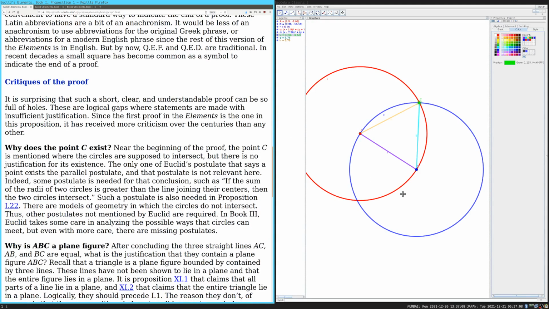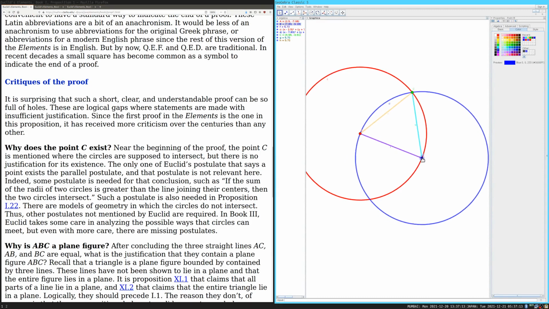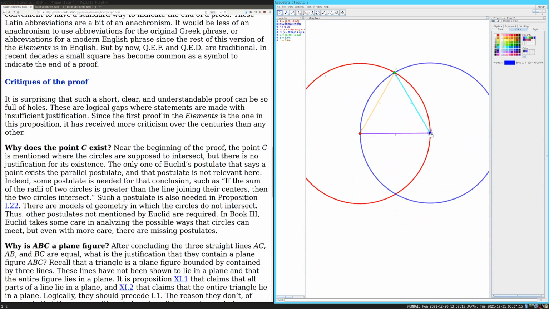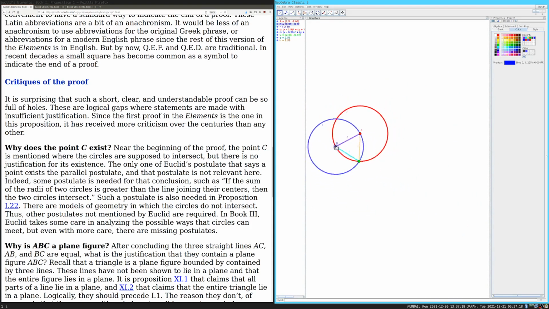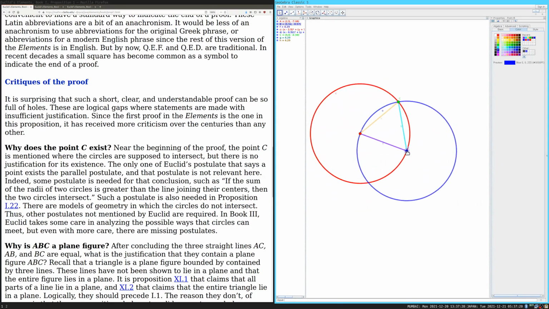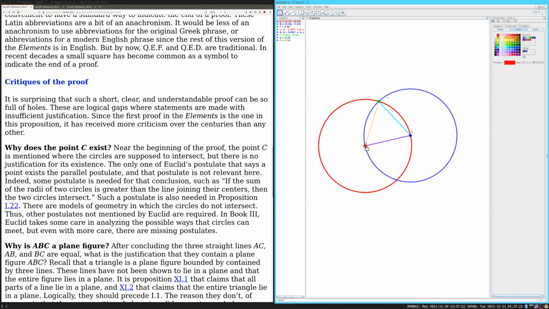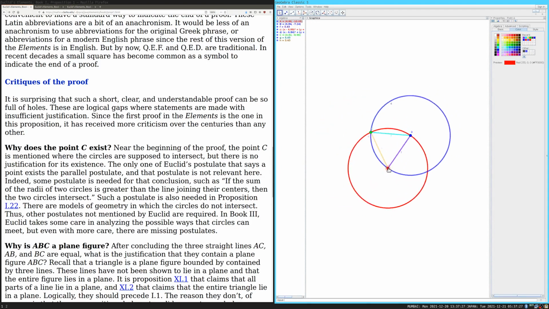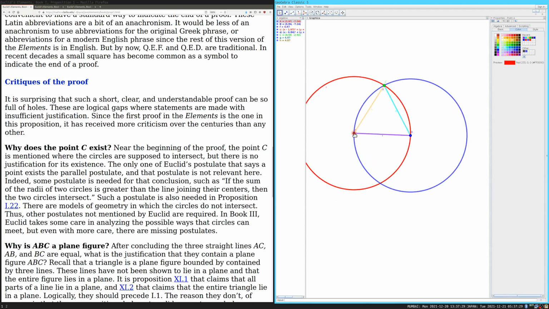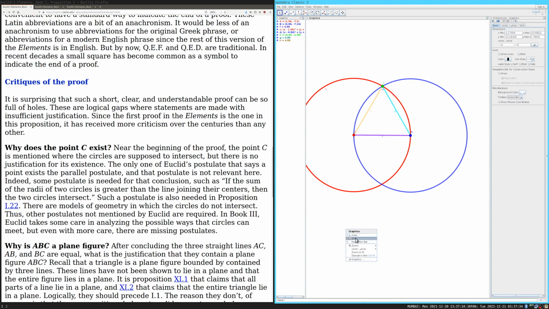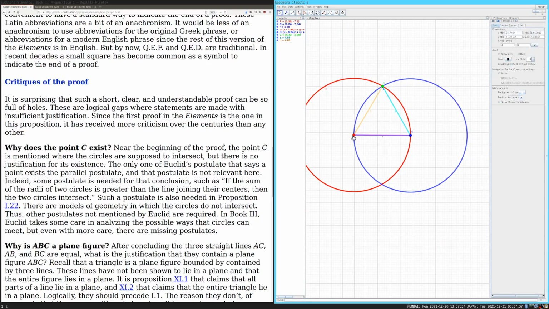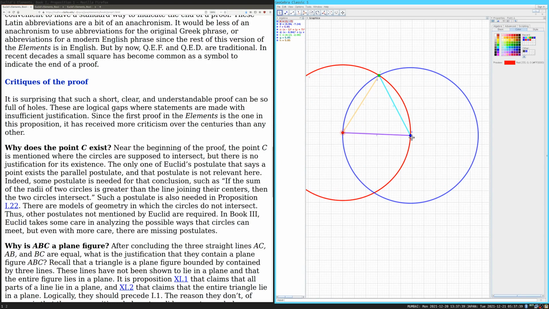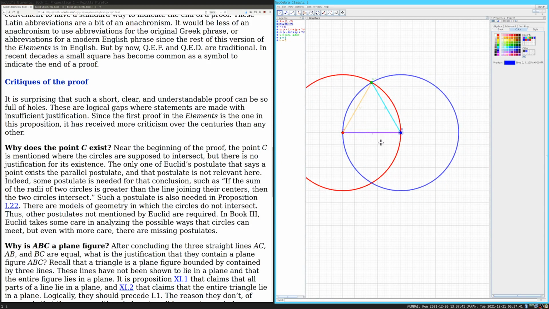Why is ABC a plane figure? After concluding the three straight lines AC, right, that's cool, that's fun. Turn the grid back on. There we are.